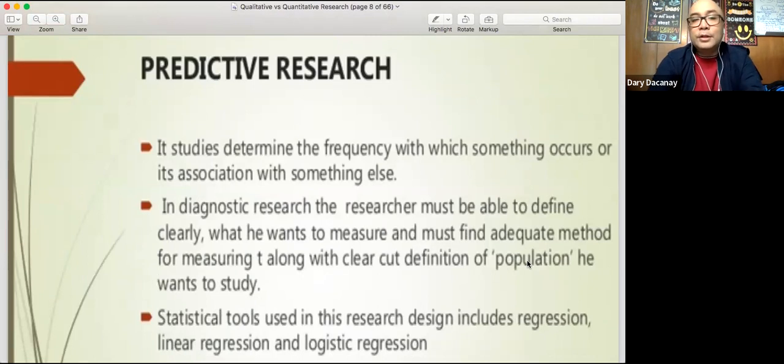And we have the predictive research. It studies determine the frequency with which something occurs or is associated with something else. Diagnostic research. A researcher must be able to define clearly what he wants to measure and must find an adequate method for measuring, along with a clear-cut definition of the population he wants to study.